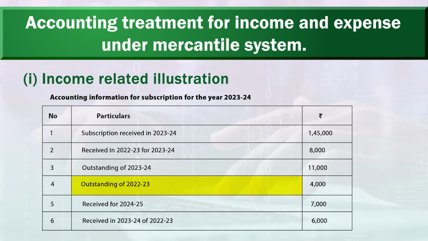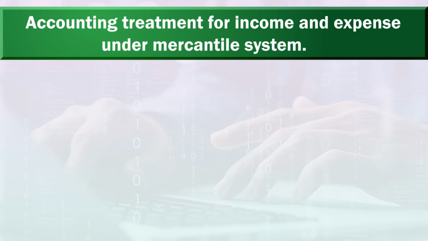Outstanding for 2022-23 is rupees 4,000. Received for 2024-2025 is rupees 7,000. Received in 2023-2024 for 2022-2023 is 6,000. Let us calculate the amount to be credited to income and expenditure account. Let us see the explanation.